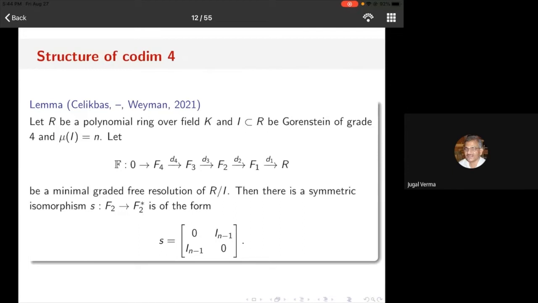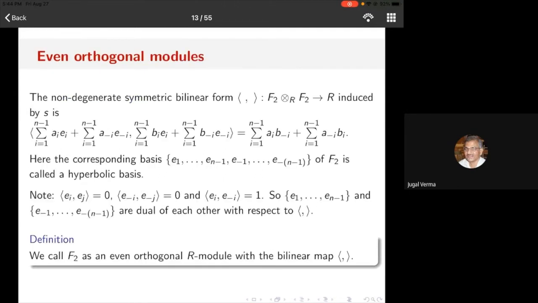So this S, over the complete regular local ring or over the polynomial ring, induces a bilinear map. So the bilinear map looks like this: an inner product, a map from F2 tensor F2 to R. Suppose e_1 to e_{n-1}, e_{-1} to e_{-(n-1)} is some ordered basis. This is the basis for F2.